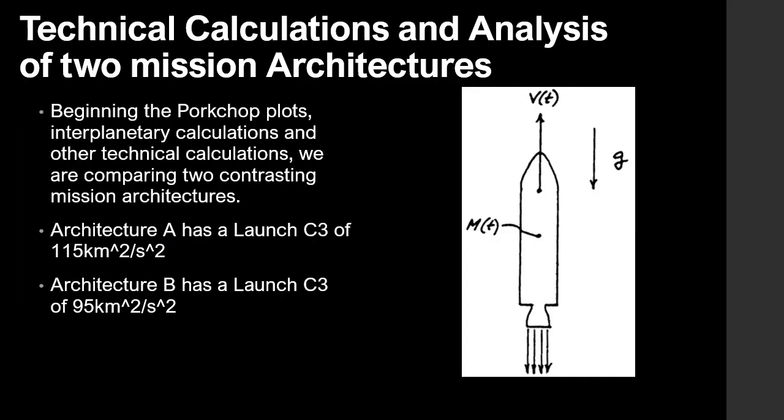Going based off of our mistakes, we decided that doing a flyby maneuver would be more beneficial for us. It would decrease our delta V while also allowing us to still complete the mission within a 15-year timeline. We developed 2 architectures to compare. The only differences between those 2 were the launch C3. Architecture A has a much larger launch C3 of 115, while Architecture B has one of only 95.